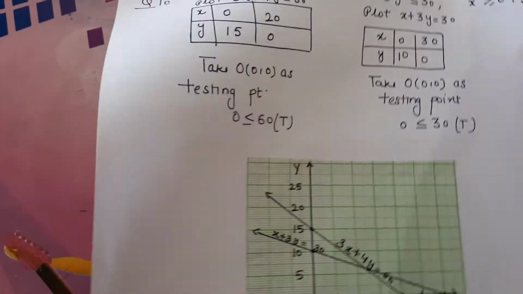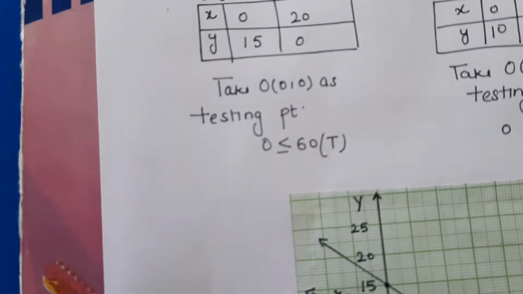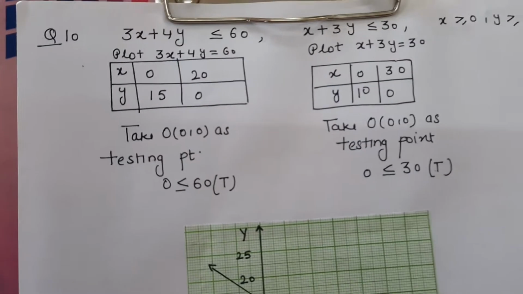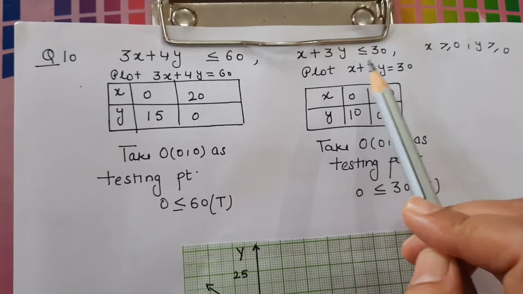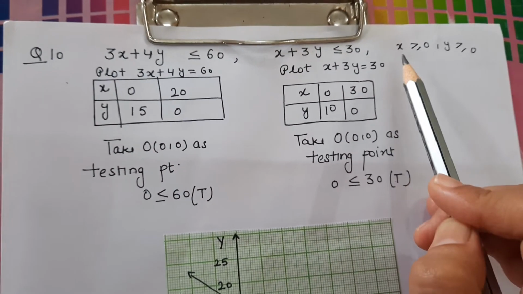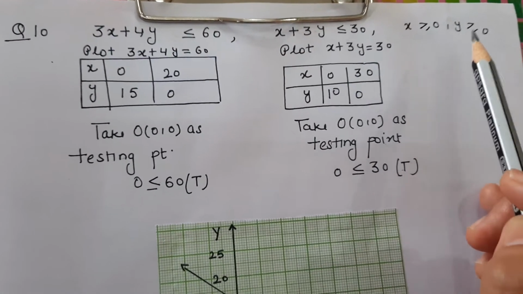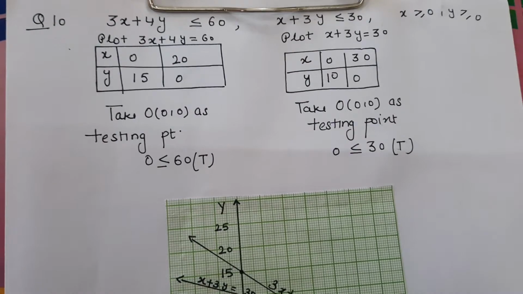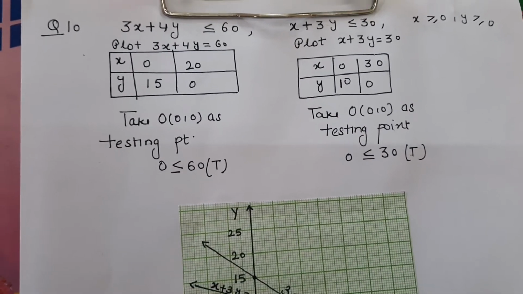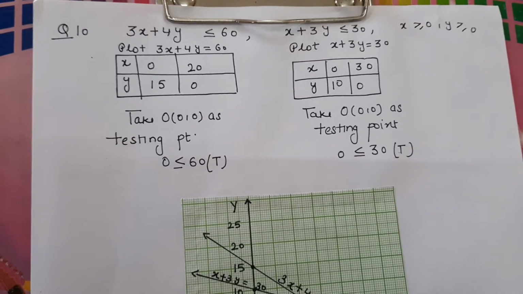Question number 10. Solve the following inequalities graphically. You have 3x plus 4y less than or equal to 60, x plus 3y less than or equal to 30. Then x and y both are greater than or equal to 0. Now if x and y both are greater than or equal to 0, it means your common region will be only in the first quadrant.